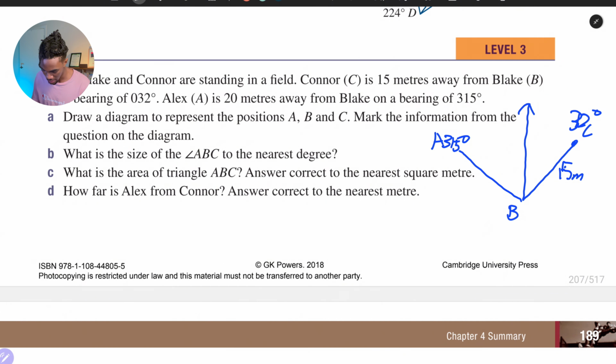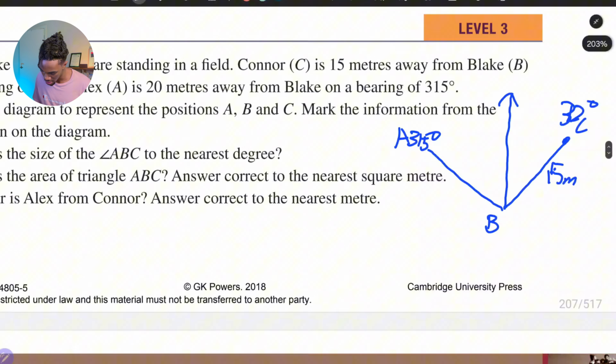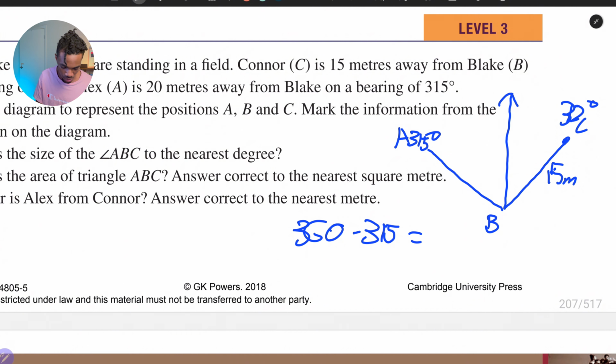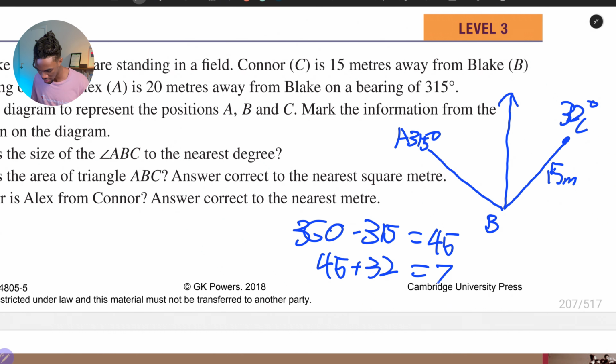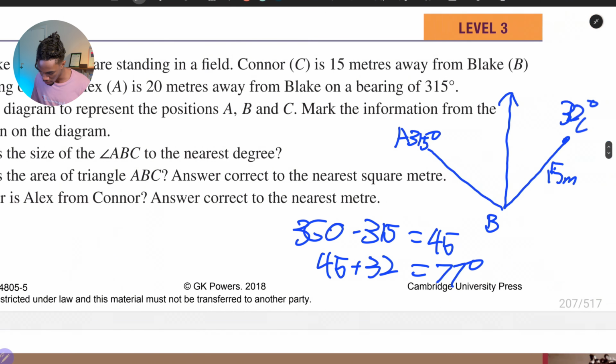Draw the diagram to represent the positions. This is what we've done here. Even if I didn't read the first question, I already drew the diagram because it makes it easier, and that's what I expect all of you to do as well. What is the size of angle ABC to the nearest degree? Again, 360 minus 315 equals 45, and 45 plus 32 is equal to 77 degrees.